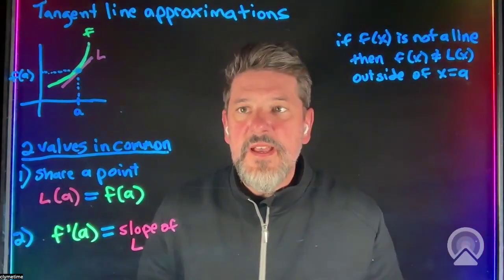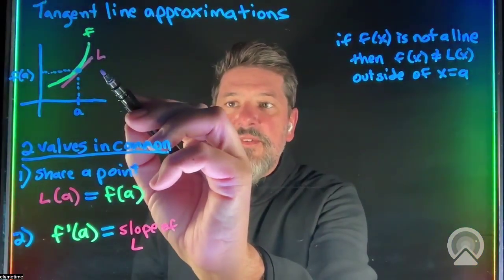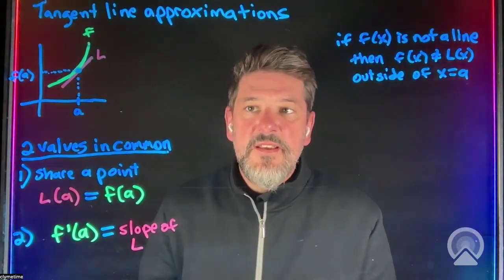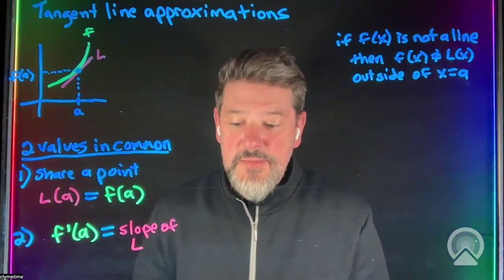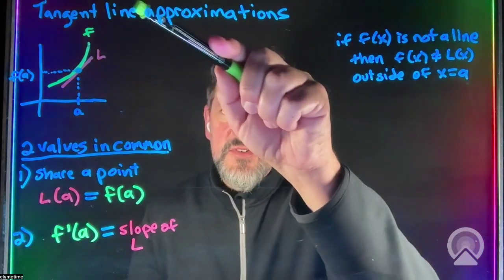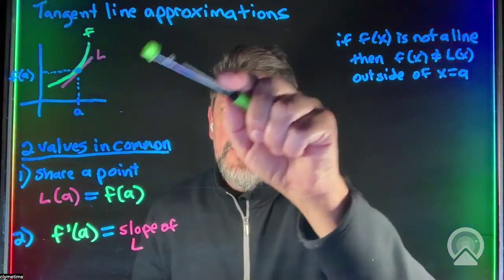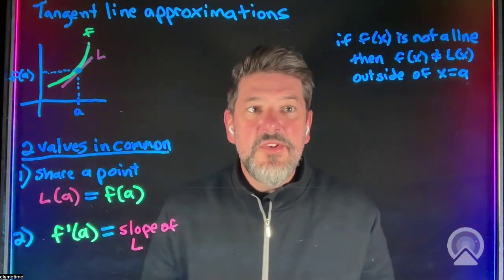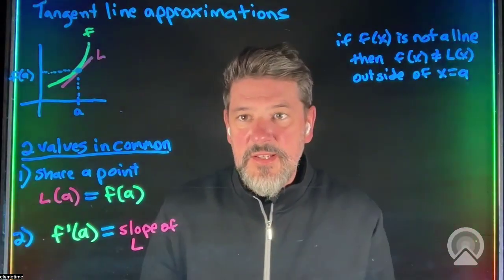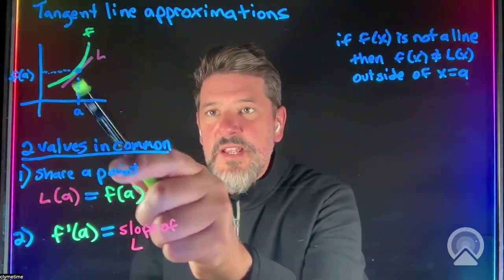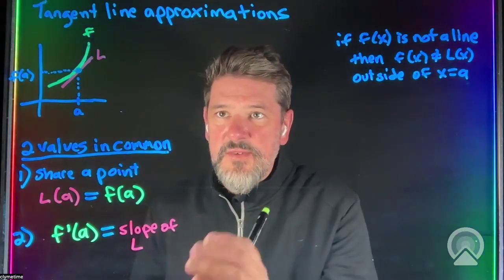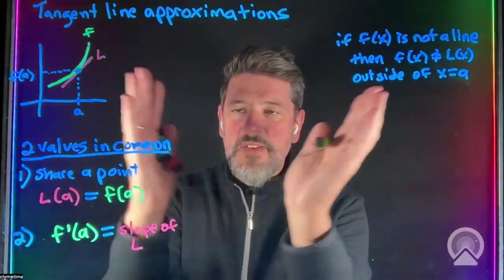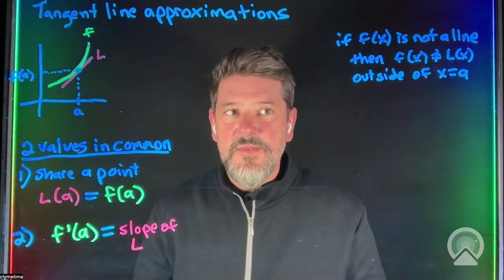Okay, so what I mean by that is if I go a little bit to the right and a little bit to the left of A, their y values will not be the same. However, it could be that the green one turns around again and comes back down and eventually intersects L at another spot. So it could be that f of x is equal to L of x at other spots, but around A, close to A, they will not be equal. And you can see why they're not equal. They are spreading out from each other. So they are not equal.